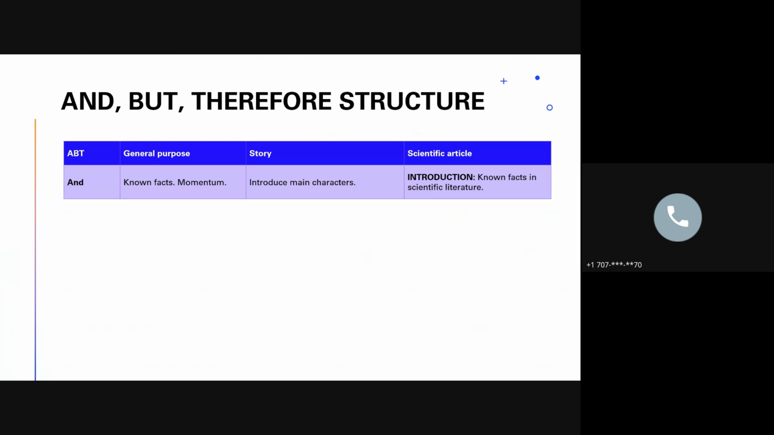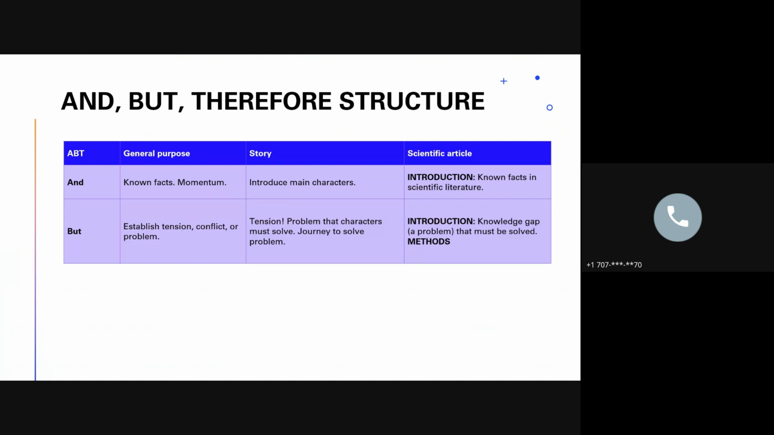In the and, but, therefore structure, the general purpose of the "and" is to state the known facts and to start to build some of the momentum. In a story, this would be where we introduce the main characters. In a scientific article, this would be the introduction. We start to state the known facts in the scientific literature, background information.